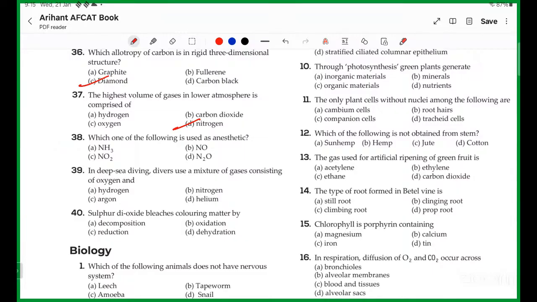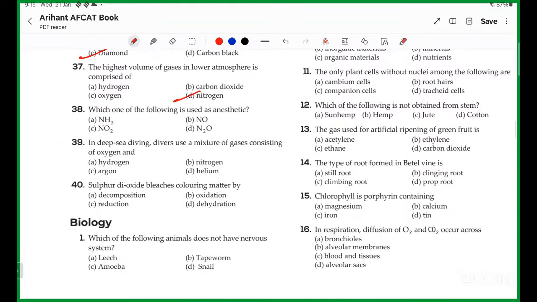Which one of the following is used as an anesthetic? N2O. In deep sea diving, the divers use a mixture of gases consisting of oxygen and helium. Sulfur dioxide bleaches colors by dehydration.